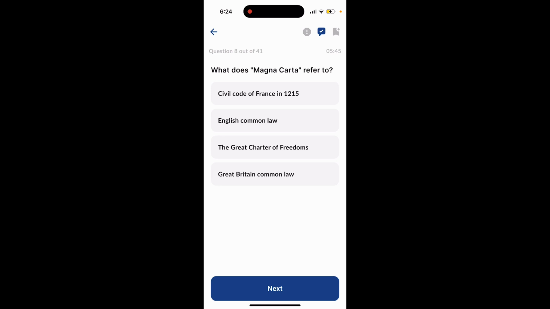Question 8. What does Magna Carta refer to? Option 1, Civil Code of France in 1215. Option 2, English Common Law. Option 3, the Great Charter of Freedoms. Option 4, Great Britain Common Law. The answer is option 3, the Great Charter of Freedoms.